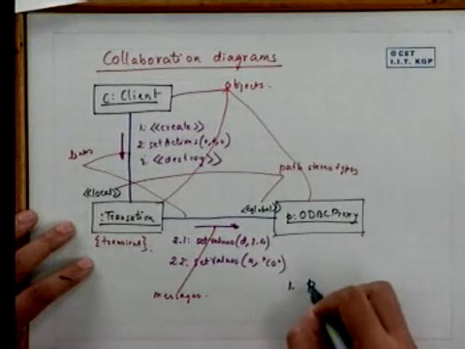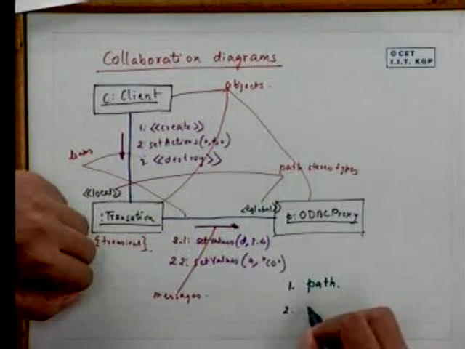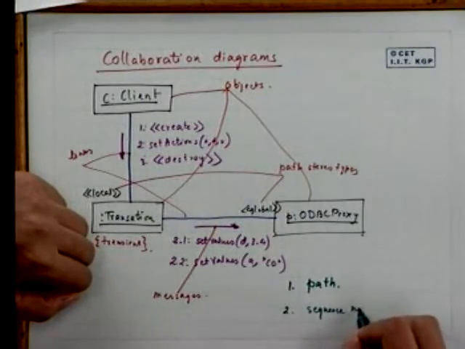There are two distinguishing features in collaboration diagrams. Number one is the path. A path indicates how one object is linked to another object. And the second thing of importance is the sequence number. The sequence number in collaboration diagrams shows the time ordering of the different messages. You must note that sequence diagrams and collaboration diagrams are semantically equivalent, and so you may represent using any one of these diagrams, and you can also convert from one of the diagrams to another form.